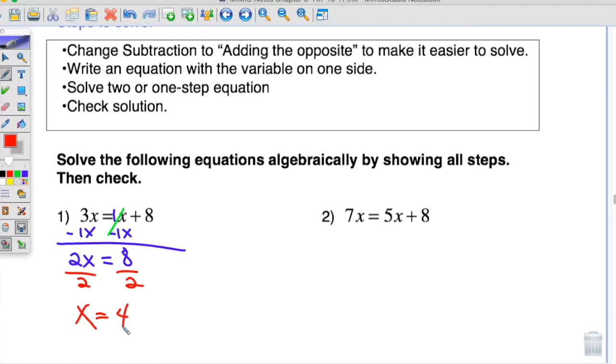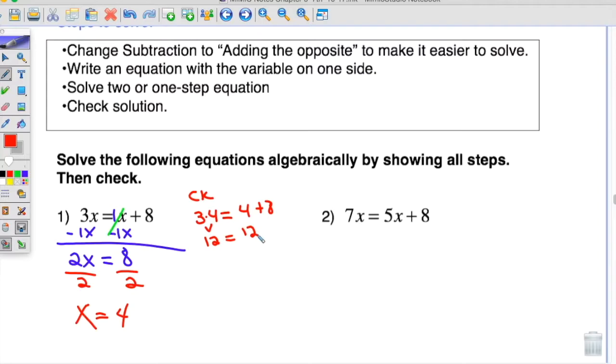So to check the work on this problem, we're going to put x on the left and on the right. We're going to replace it with a 4. So it's 3 times 4 equals 4 plus 8. 3 times 4 is 12, and 4 plus 8 is equal to 12. So since both sides are equal to 12, 4 is the correct solution.